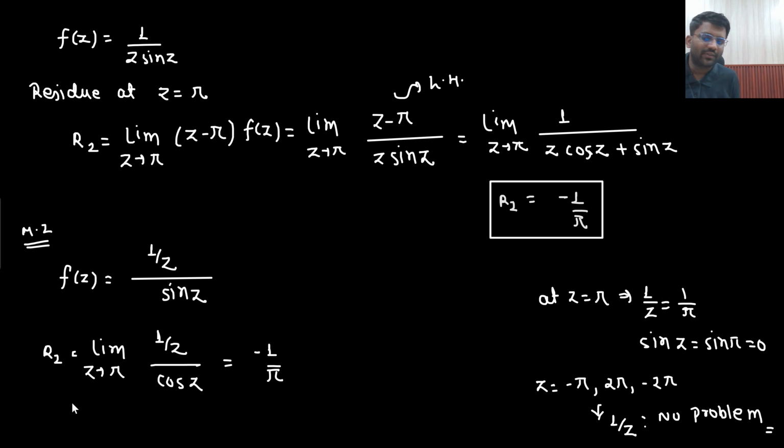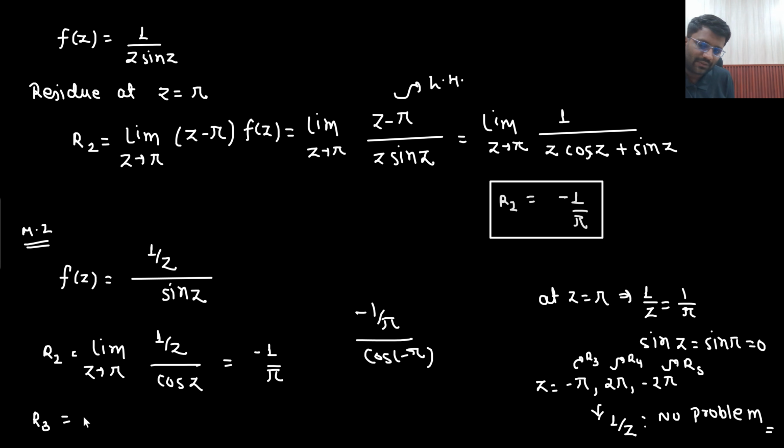So R2 will be minus 1 by pi. Let me know what will be R3. I am saying R3 will be related to this guy, R4 will be related to this guy, and R5 will be related to this guy. So R3 would say minus 1 by pi divided by cos of minus pi. What is cos of minus pi? Sir, cos of minus pi is also minus 1. So the answer will come out to be 1 by pi. Minus 1 by pi, and this value is minus 1. So the answer is 1 by pi.